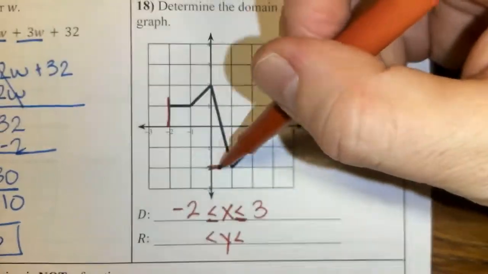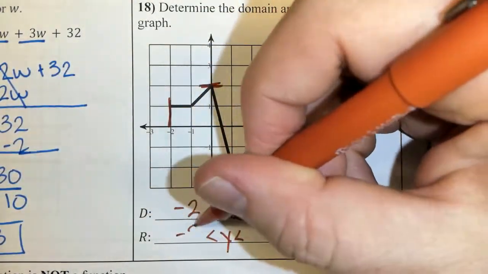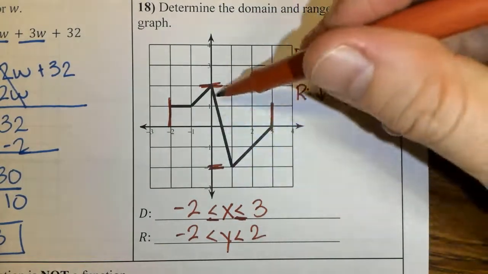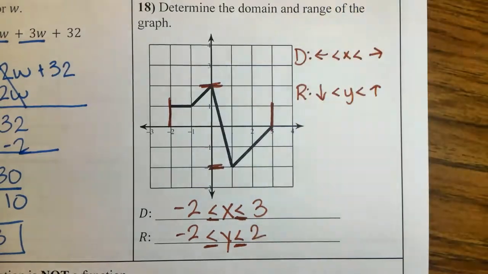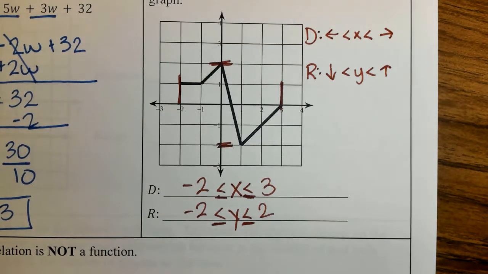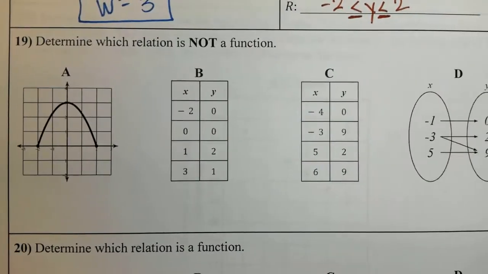Range is bottom to top, so bottom to top is up and down. So I'm going to go my lowest to my highest. Okay, lowest is negative 2, highest is positive 2. And no open circles on either one, so they're both underlined. And that is domain and range, for at least that question. Okay. All right, so that's it for 18. Look at that, we got 2 more on this page.